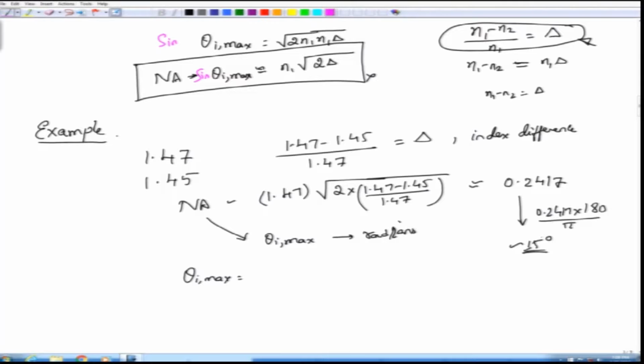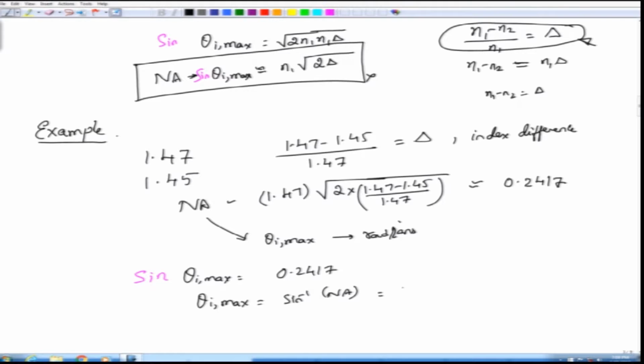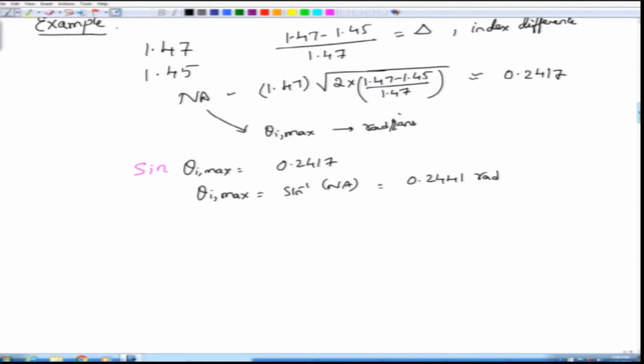Numerical aperture is still 0.2417, but the acceptance angle is basically sin theta i max, which should be equal to the numerical aperture 0.2417. From here you can find out what is theta i max. This is sin inverse of the numerical aperture, which is sin inverse of 0.2417, and this is roughly 0.2441 radians. Of course, you can convert this radian into degrees by multiplying it by 180 and dividing it by pi, and what you get is roughly 15 degrees.